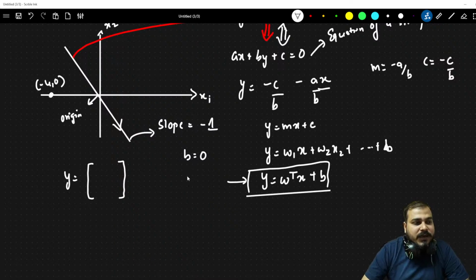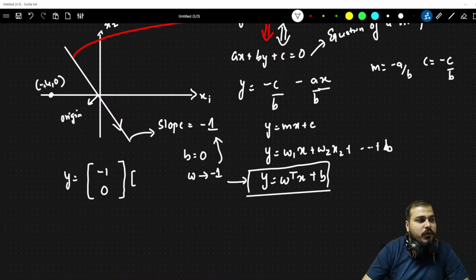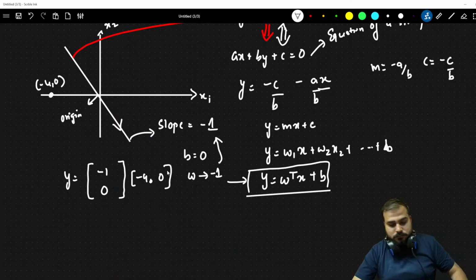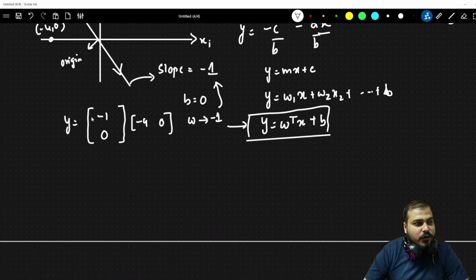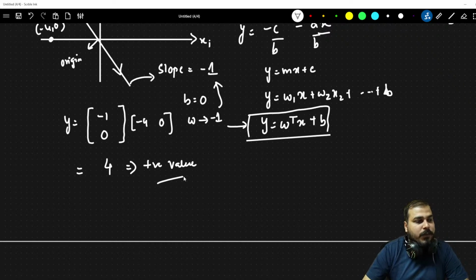Now, in this particular case, w is minus 1, which I have initialized over here. So if I want to do this matrix multiplication, w transpose can be written like this, and this x value can be written as minus 4 comma 0. So I can basically write like this. Now, if I do this multiplication, what value will I get? I will basically get 4, right? So this is a positive value.